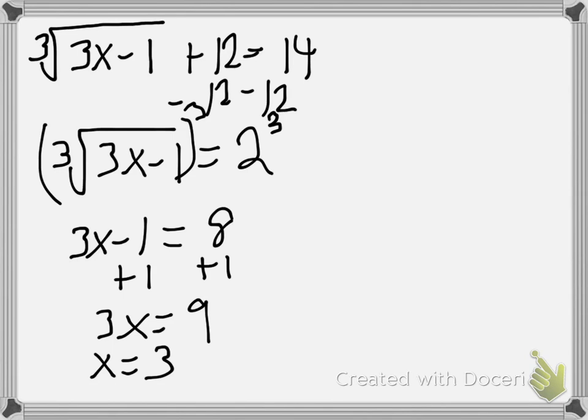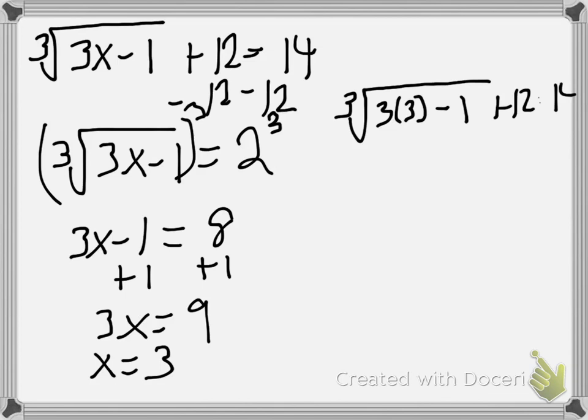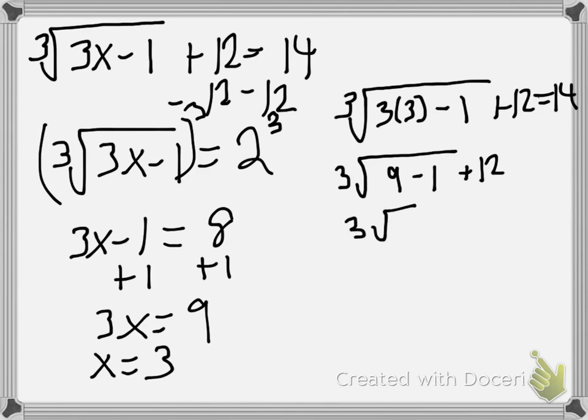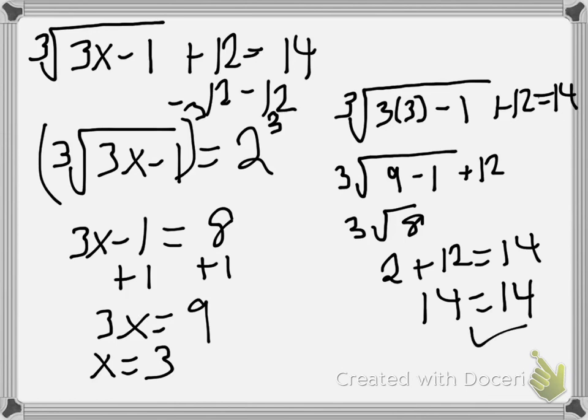So let's plug it in. We get the cube root of 3 times 3 minus 1 plus 12 has to equal 14. So we have the cube root of 9 minus 1 plus 12. So that gives us the cube root of 8, which happens to be 2. Does 2 plus 12 equal 14? Does 14 equal 14? Yep, we are good to go.